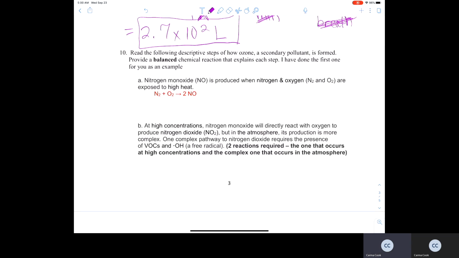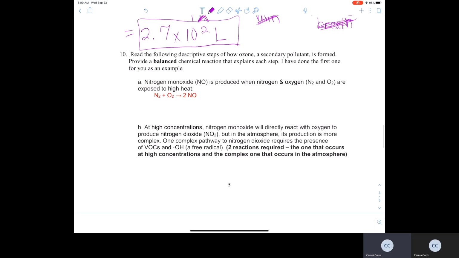So question 10 deals with chemical reactions. Read the following steps of how ozone, a secondary pollutant, is formed. Provide a balanced chemical reaction that explains each step. So for part A, nitrogen monoxide, NO, is produced. And so that means that nitrogen monoxide is the product. So again, you have to read the problem and extract that information from the reading of the problem using your critical thinking skills. And NO, nitrogen monoxide, is produced when nitrogen and oxygen are exposed to high heat. So nitrogen and oxygen are your reactants. They go on the left-hand side of the chemical reaction. NO is your product. It goes on the right-hand side.